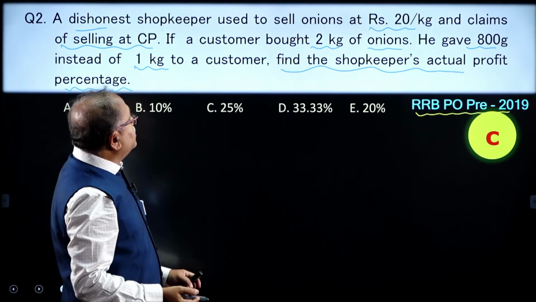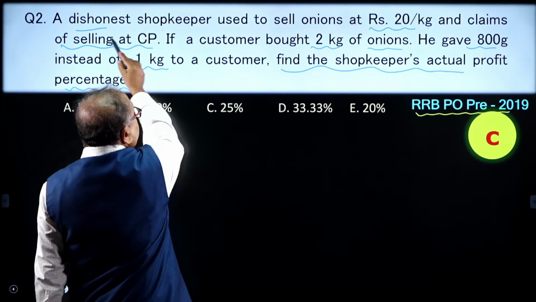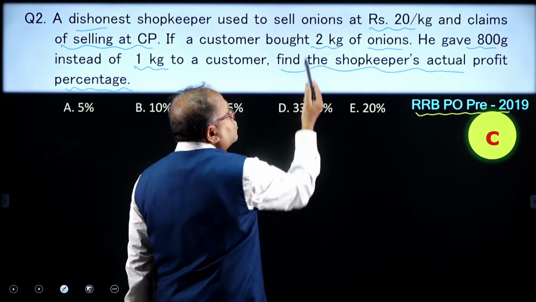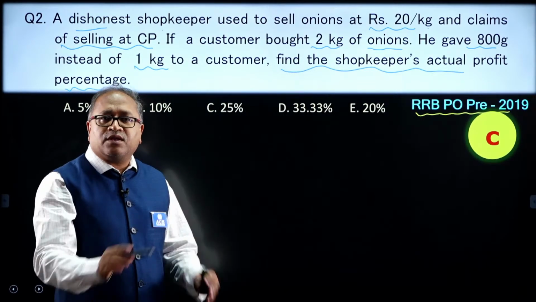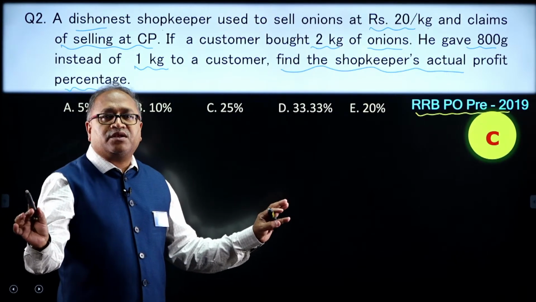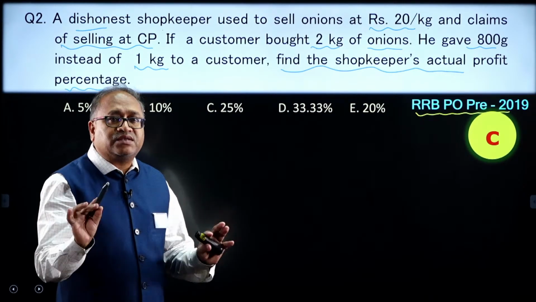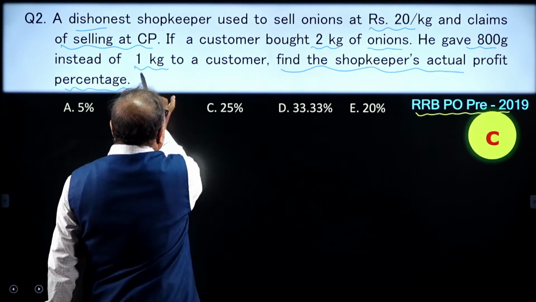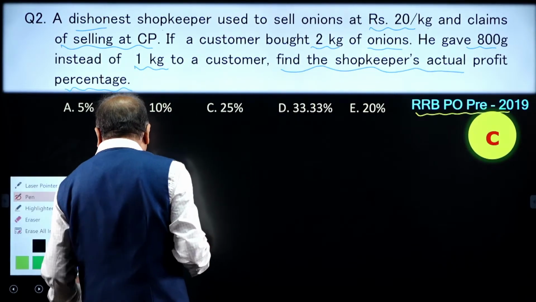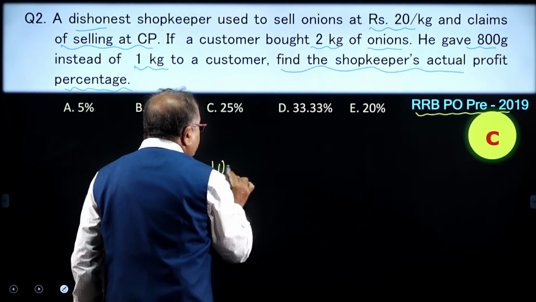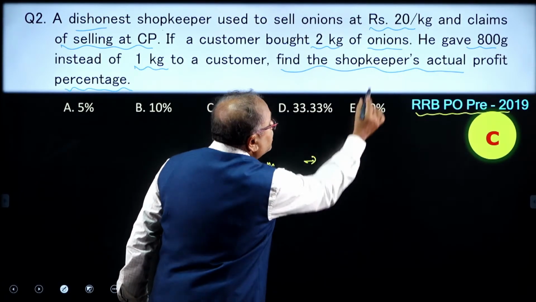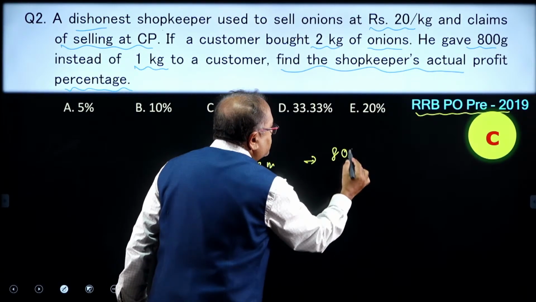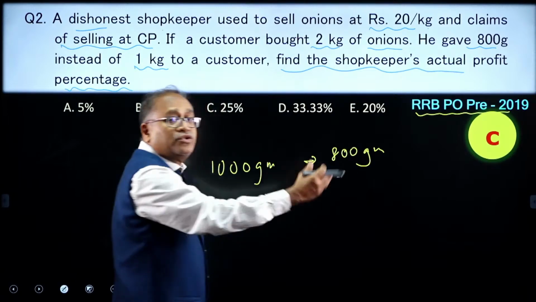Look at this one. This is all unnecessary stuff. Whether he is purchasing 2 kg onion or 2000 kg onion is irrelevant in the process of answering the question. Now, it is clearly mentioned here that for every 1000 grams, he is giving 800 grams. This is given to us.